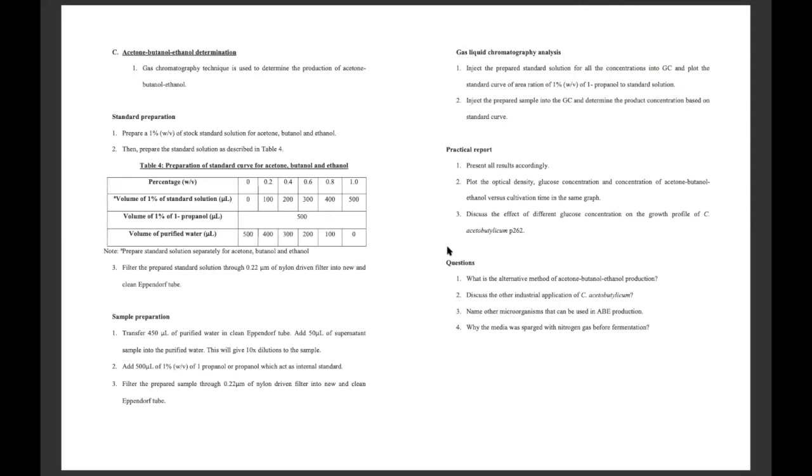For this acetone, butanol, and ethanol fermentation, there's no way other than GC for you to determine the concentration of acetone, butanol, and also ethanol. But before you analyze your sample, you need to prepare standards as usual, as what you did for glucose. You need to prepare the standard to determine the acetone, butanol, and ethanol concentration produced by the Clostridium in the fermentation.